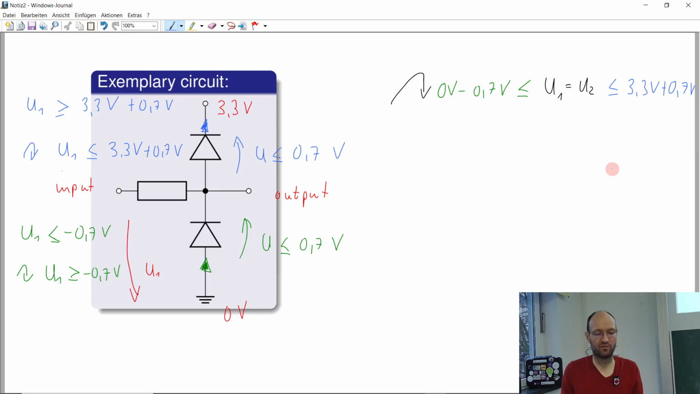That's the outcome of this nonlinear filter. The diodes somehow clip this voltage, limiting it to this range: ground potential minus a little bit, supply voltage plus a little bit. This will usually not do any harm to the circuit that follows. And the resistance here is a little bit to decouple the input from the output, but the resistance, of course, also introduces some additional attenuation into the circuit.